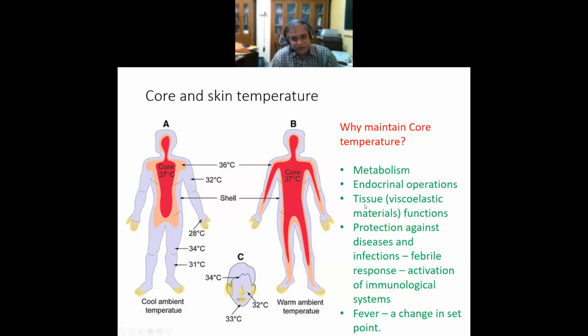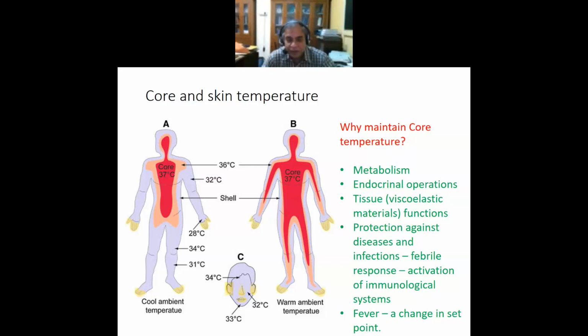Then the operation of many tissues, particularly muscle tissues, which are viscoelastic material, and their function depends on the temperature. Then protection against disease and infection. A certain amount of temperature needs to be maintained inside for protection against disease and infection. It is called febrile response. Whenever there is a disease, body temperature becomes one kind of tool for activation of immunological systems and endocrinal system.